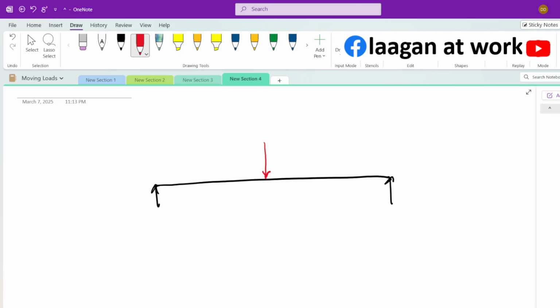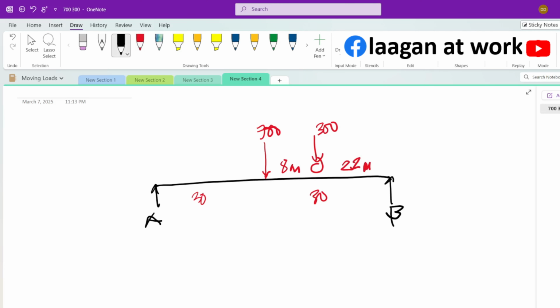But just to check, this is 700, so this is 30 meters, and this is 30 meters. And it's either way, either left or right. So say we'll position the 300 here. This is 8 meters, therefore this is 22 meters. So this is A, this is B.